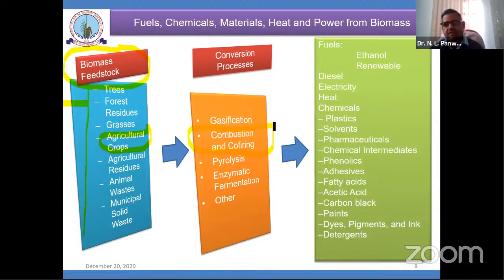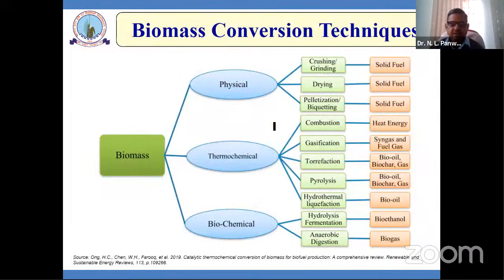So this is the way we can produce different fuels from the biomass. This thermochemical conversion and enzymatic fermentation are the routes through which you can produce the energy. So, a simple biomass conversion process: as a biomass, we can convert it in the physical form, thermochemical, and biochemical.